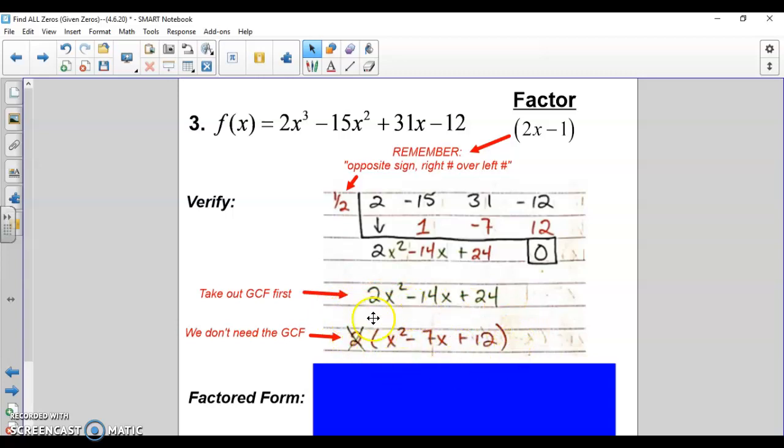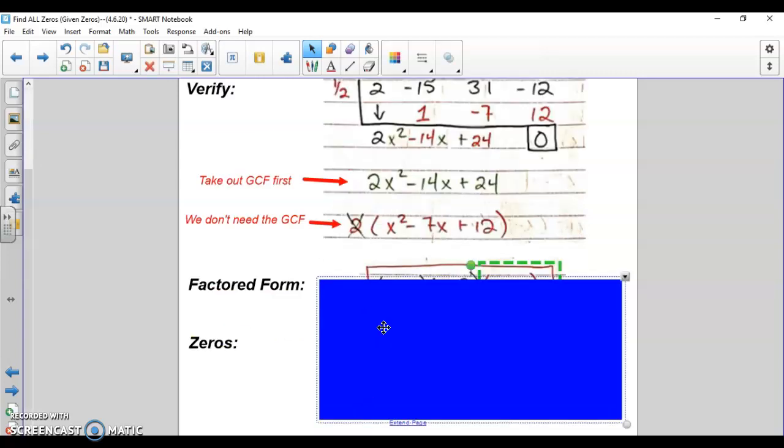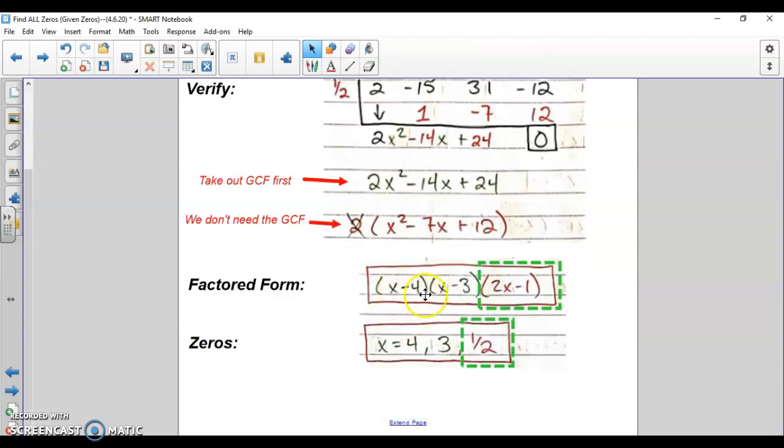Factor what's in the parentheses. You do that. You get x minus 4, x minus 3. You rewrite the one that we started with. Pull out the zeros after that, and then you're done.